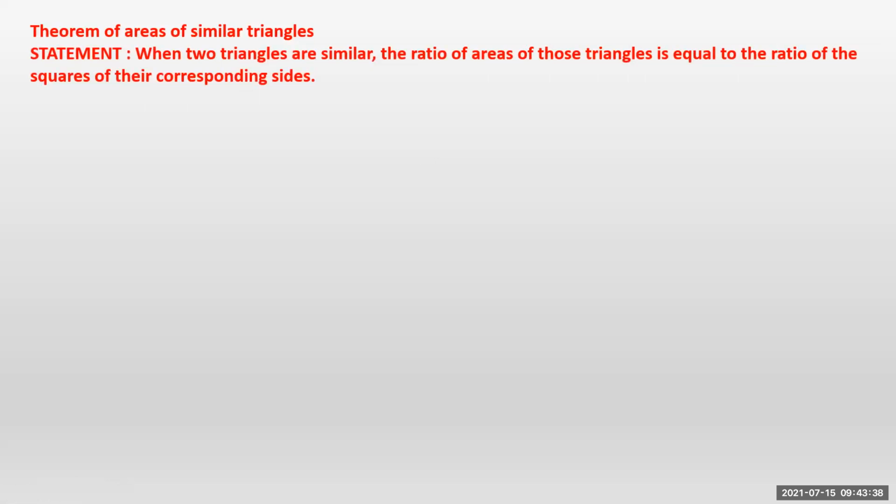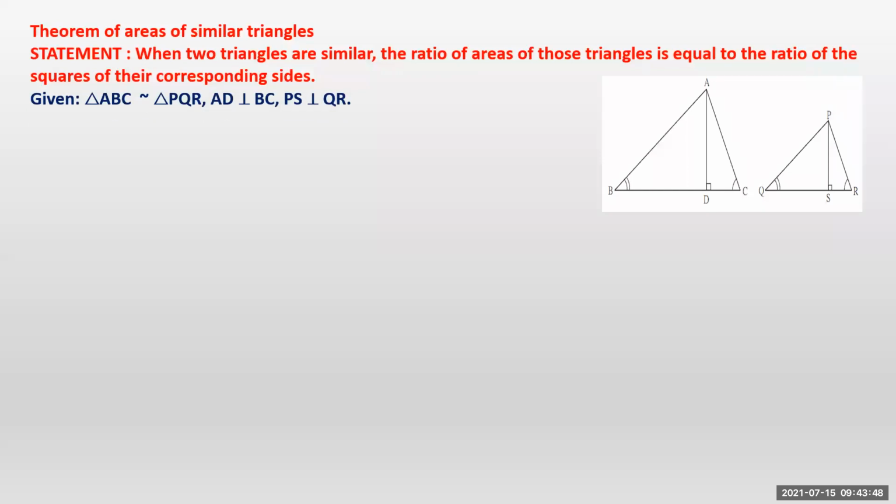Last is the theorem of area of similar triangles. When the two triangles are similar, the ratio of areas of those two triangles is equal to the ratio of the squares of their corresponding sides. Given triangle ABC similar to triangle PQR, AD perpendicular to BC, PS perpendicular to QR, prove area of triangle ABC upon area of triangle PQR equals AB square upon PQ square equals BC square upon QR square equals AC square upon PR square.